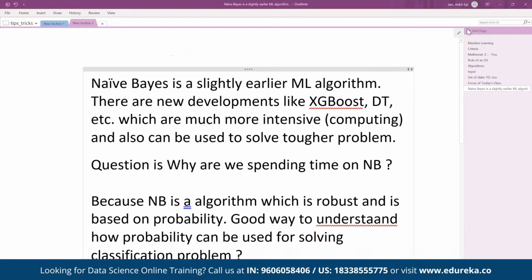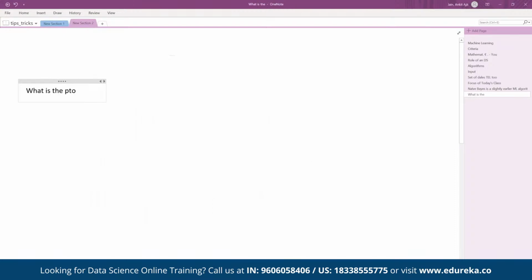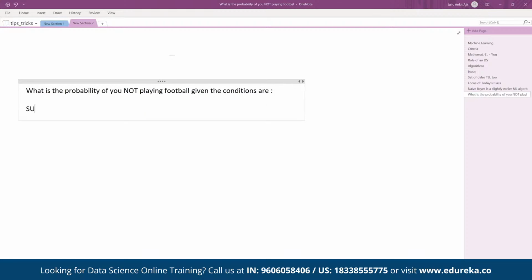So let me write this so that you understand. What is the probability of you not playing football, given the conditions are sunny and winter time? It will not be 0 or 1, it will have a value between 0 and 1. You need to quantify that. This is exactly what Naive Bayes will do. Naive Bayes will quantify this for us: hey boss, today you want to play football, what are the chances that you will not play football given it is sunny and winter?